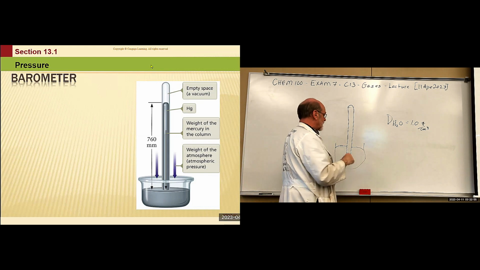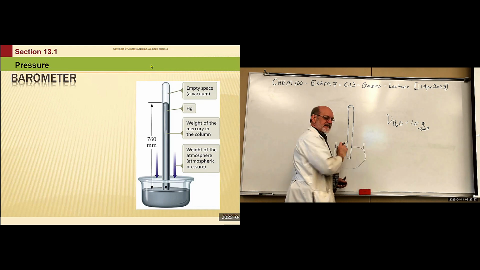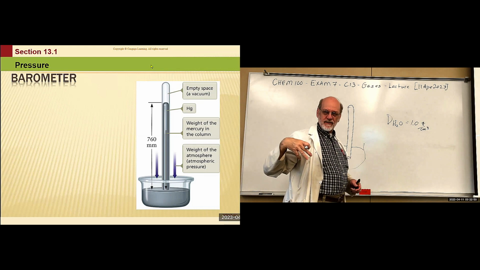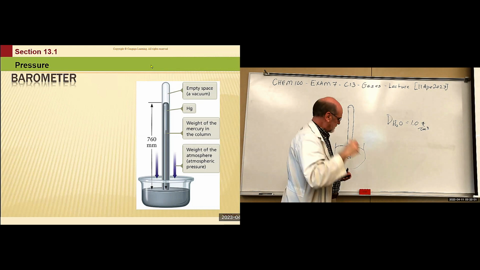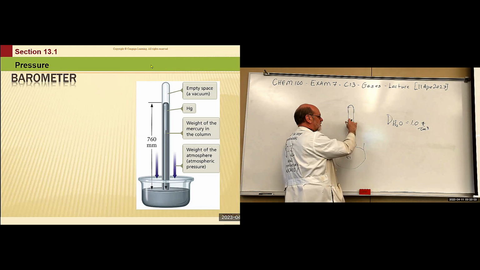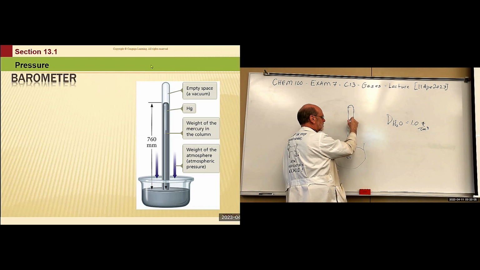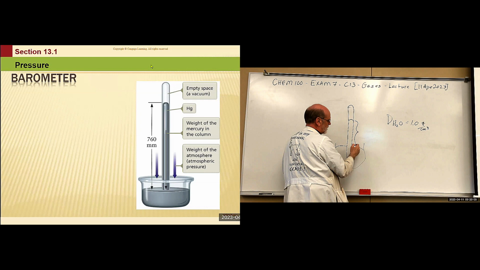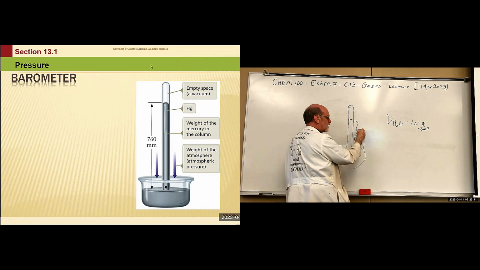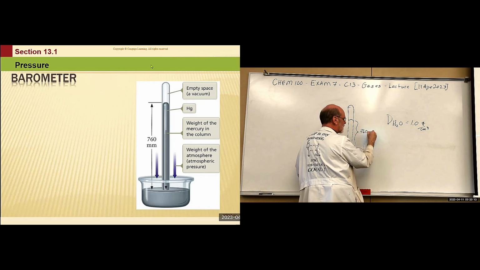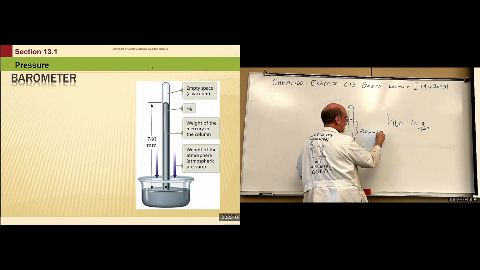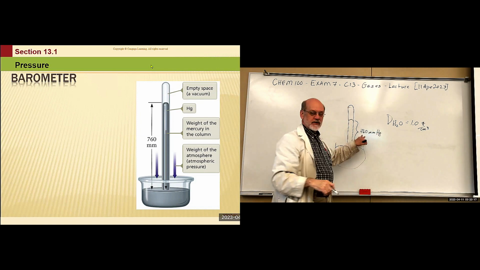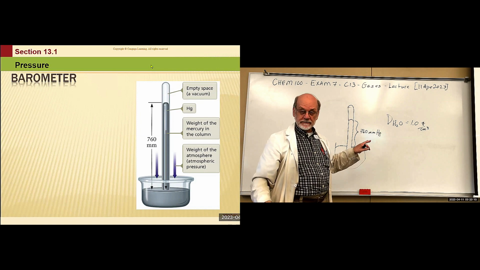Okay, so when he released his thumb and pulled his hand out of the mercury, the mercury dropped, and it dropped to some level. And the distance between here and here at sea level is 760 millimeters. So that's why we say 1 atmosphere is 760 millimeters of mercury.